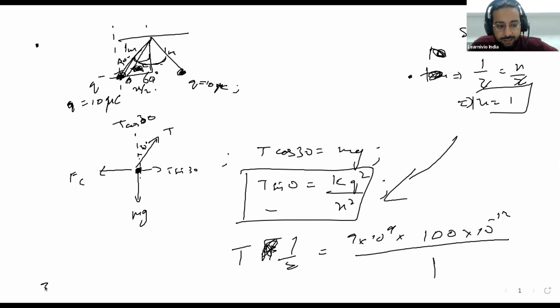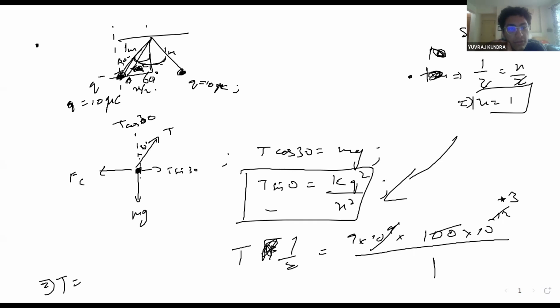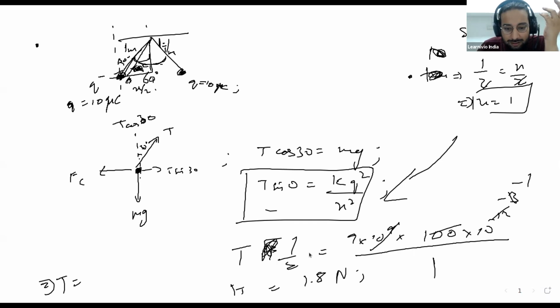So let's just find out what T is. L was given to be 1 meter, but as it turns out, x will also be 1 meter. So we just got lucky. But that's just lucky. If theta was different, x would have been different. So what we have to do is take sine 30 if the angle is given as 30 degrees. Then we'll get that thing, 1.8 newtons essentially. Makes sense? Yes, sir.